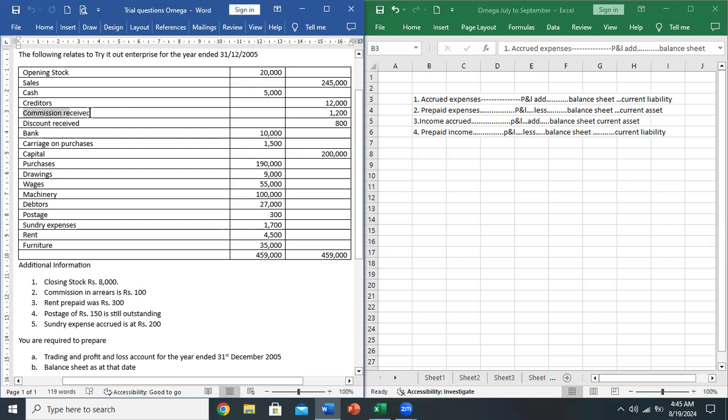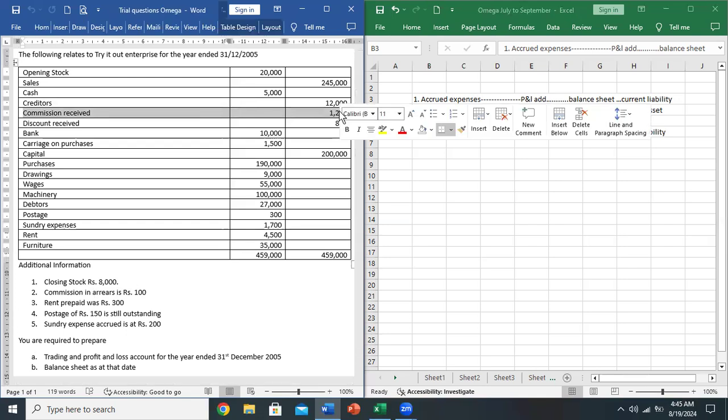Commission, they have attached received, and it is at the credit side telling you that this is an income. You received commission as an income. So if you are then given information that commission is in arrears, they are not referring to any other commission, but this commission, the only commission in the trial balance. And this commission happens to be an income. So they are telling you that some income is in arrears.